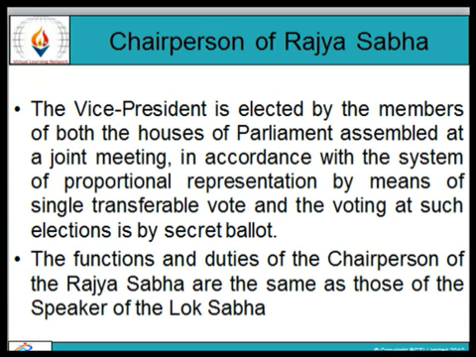Chairperson of Rajya Sabha. The Vice President is elected by the members of both the Houses of Parliament, assembled at a joint meeting in accordance with the system of proportional representation by means of single transferable vote, and the voting at such election is by secret ballot. The functions and duties of the Chairperson of the Rajya Sabha are the same as those of the Speaker of Lok Sabha.